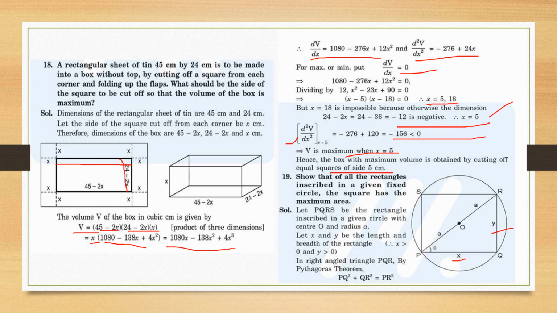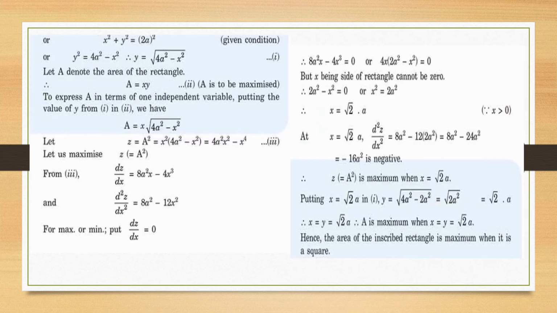Now using Pythagoras theorem, here a is the radius. So this is a, this is a. Using Pythagoras theorem, it becomes x square plus y square equal to 2a whole square, that is 4a square. Now from here I'll find the value of y. Now what is the area? It is to be proved maximum. So area of rectangle is length into breadth.